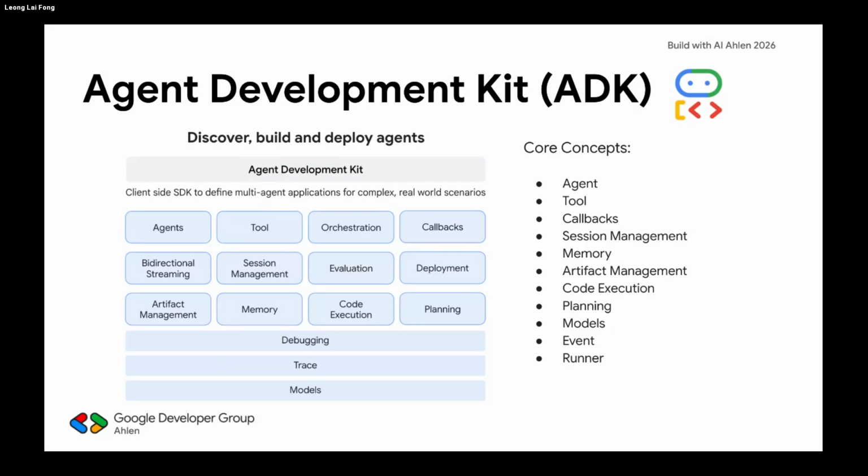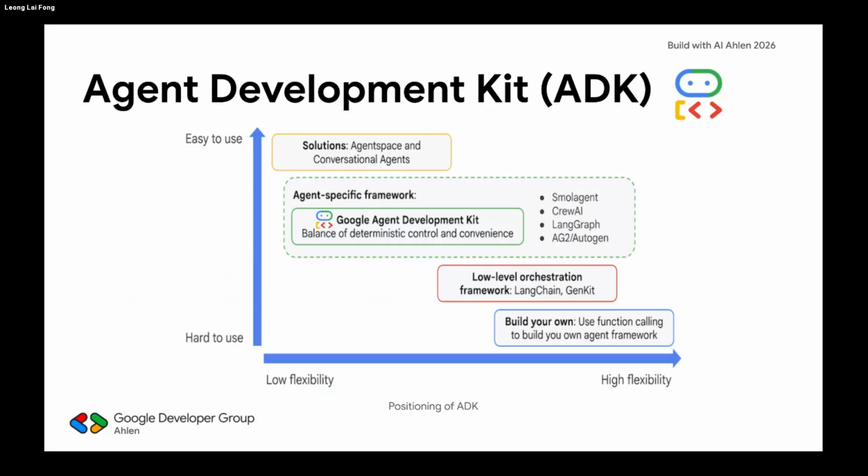So let's take a look at how it's situated. For ADK, it is on this side. It's an agent-specific framework. It builds on top of, and can be used with, LangChain and so on. But because LangChain doesn't cover much on orchestration or deployment, the more related one is LangGraph. So it is a balance of deterministic control and convenience for building and also orchestration.